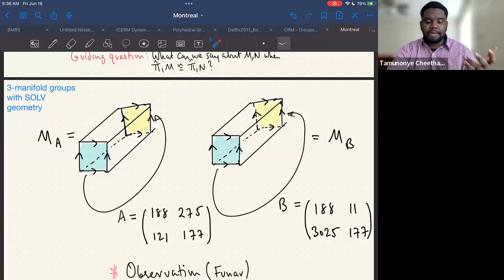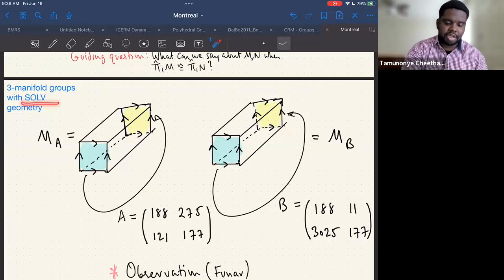But the way I'm going to talk about today is manifolds with solv geometry. So these are torus bundles. This is T2 cross I, and I am gluing, and the gluing map for the first one is this matrix over here in GL.